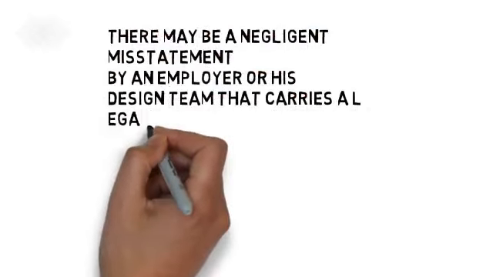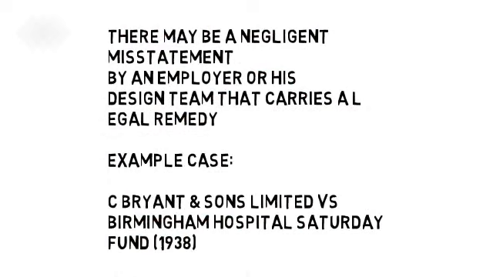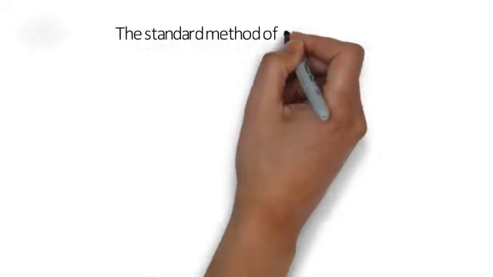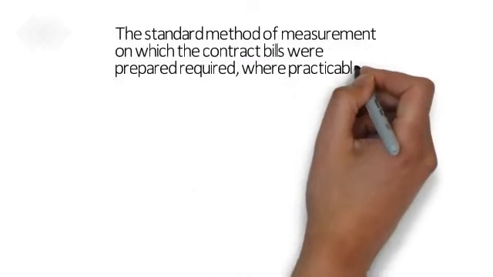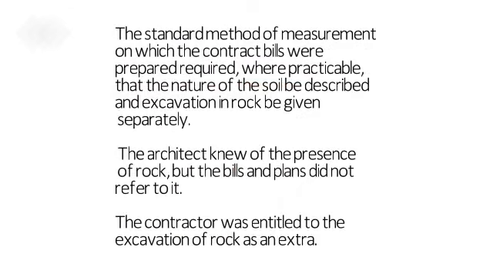For example, in the case of Bryant versus Birmingham Hospital, 1938. In this case, the standard method of measurement by which the contract bills were prepared required that the nature of the soil be described and excavation in rock be given separately. The architect knew of the presence of rock, but the BQ and the plan did not refer to it. So in this case, the contractor was entitled to additional payment due to that negligent misstatement.